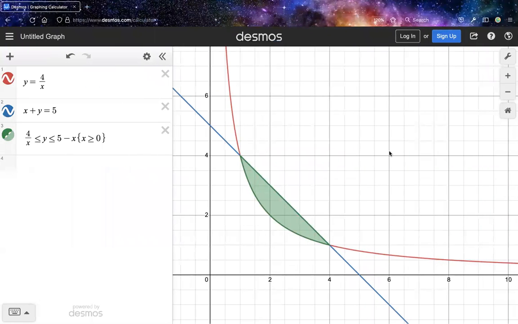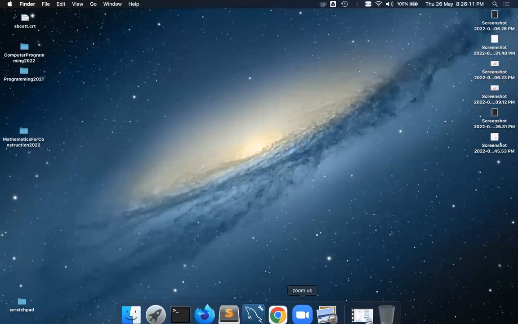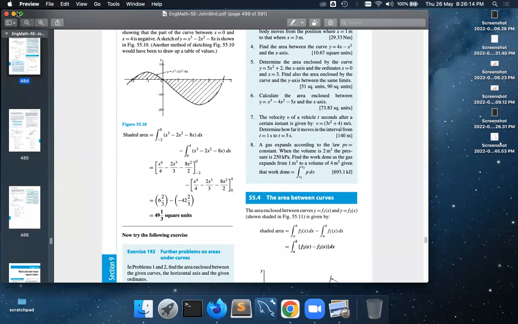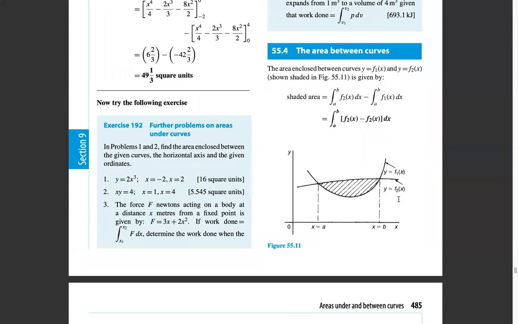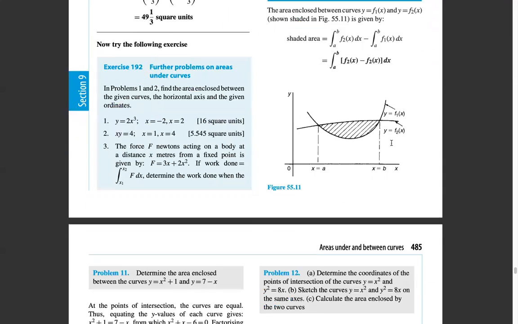You will have to figure out what the coordinates are where they intersect, and then the area is the big curve over the small curve. Let me show it here. You see the area between curves? Look, area between two curves here. The top curve, which is f2, minus the bottom curve, which is f1, between the same coordinates a and b. If you do those two definite integrals and subtract, you will get the answer.